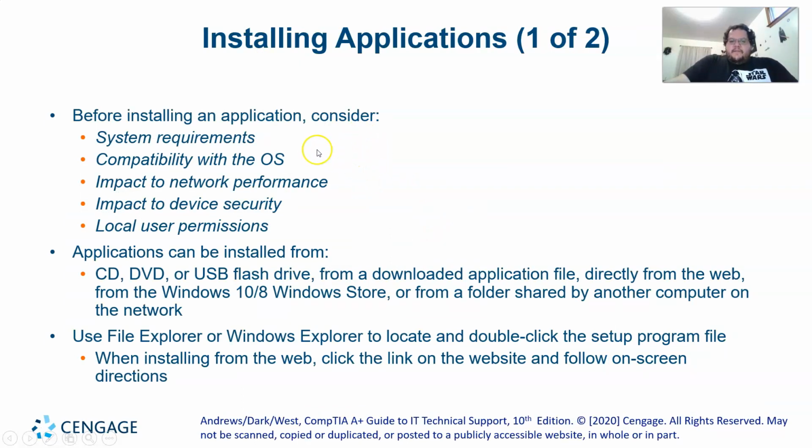Install the application. Before you install any application, make sure of the requirements, whether it's compatible with the operating system, whether it needs a network connection, and what administrator access you need. See if it's a download or if you need a USB or CD. Because if you need a CD, you need to get an external drive if your computer doesn't have a CD drive.